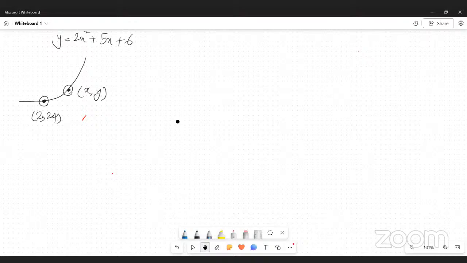So do I still know the value of this tangent? Do I still know the slope of this tangent? What do you think? Let me know.